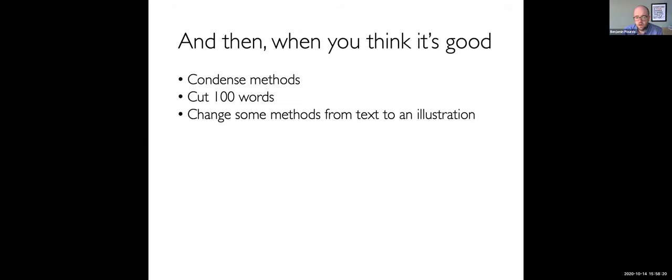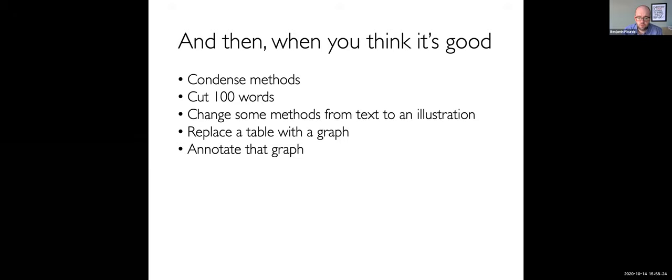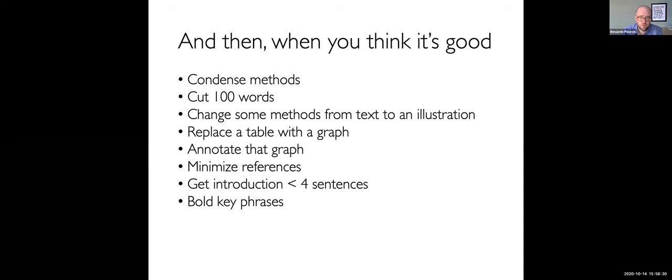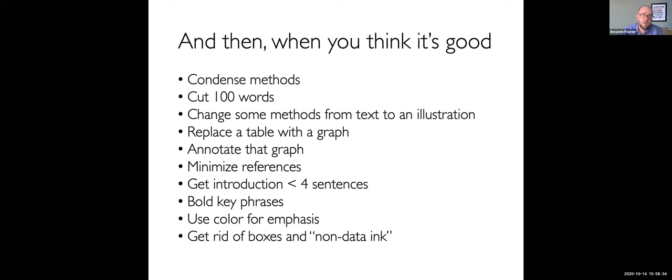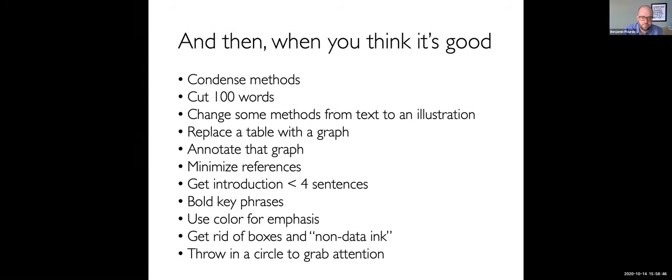When you think it's good, condense methods, cut 100 more words, change methods into an illustration, replace a table with a graph, annotate the graph, minimize your references, don't include references. Again, this isn't lasting forever. Cut your introduction down, bold key phrases, use color for emphasis, get rid of boxes, let things breathe. Any ink that's on there that's not data, not important, not communicating the message, just get rid of it. Cut, cut, cut. Circles grab attention, add a circle somewhere.